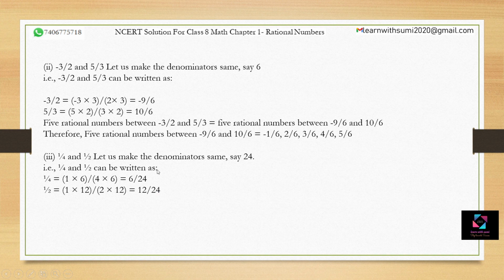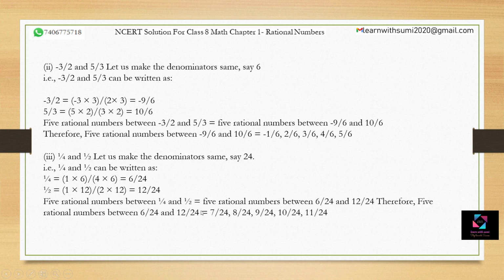So let's write down the rational numbers between these two numbers, that is 6 by 24 and 12 by 24. If we write down, we get 7 by 24, 8 by 24, 9, 10, 11. Yes, this is exactly how many values you get between these two numbers.